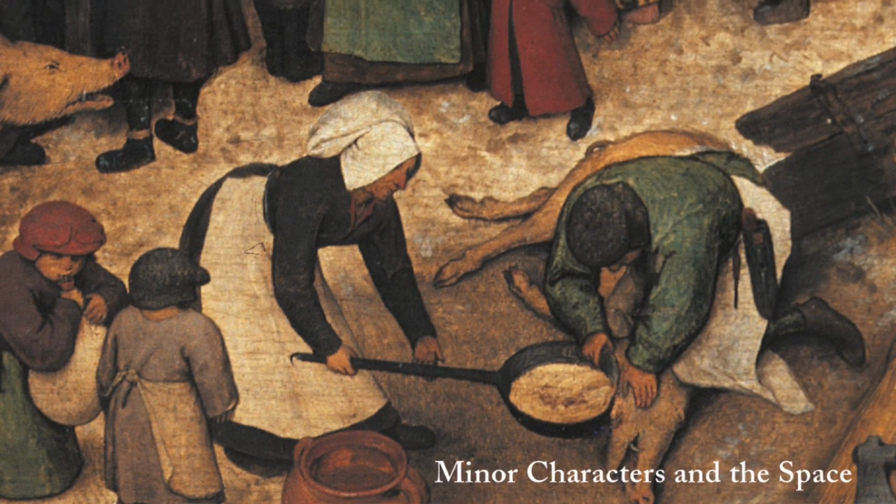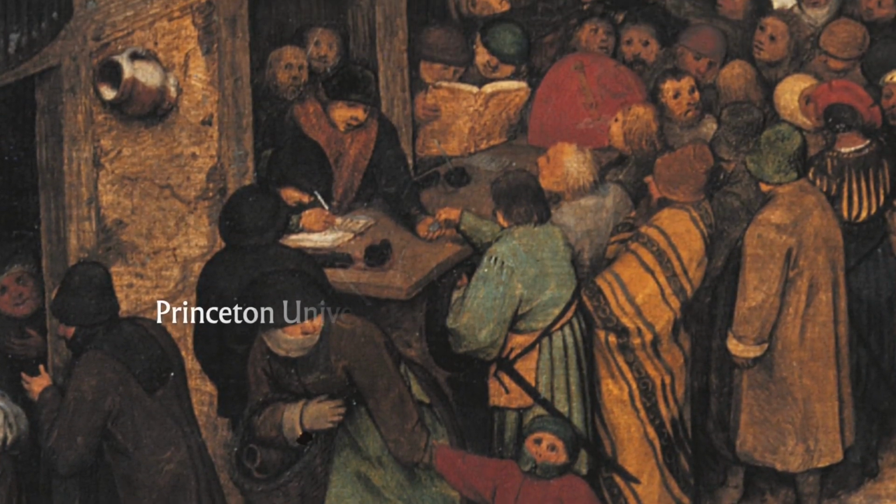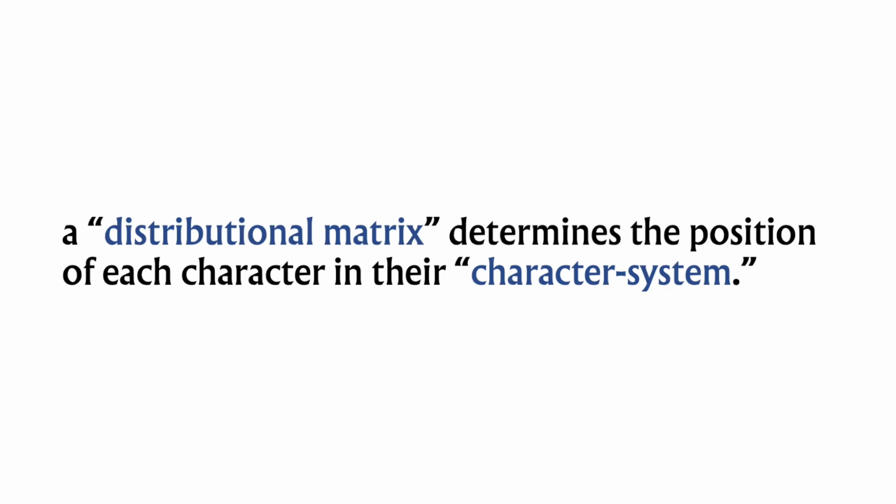In One versus the Many: Minor Characters and the Space of the Protagonist in the Novel, Alex Wallach writes about the mechanics of marginality and resistance in fiction and demonstrates how narrative attention is distributed in realist fiction. He argues that a distributional matrix is at work in the space of any novel or work of fiction, which determines the position of each character in their character system. Think of the concept of character system as the society of characters in a work of fiction, which, like our own human communities, may be organized along social hierarchies of race, class, gender, sexuality, and any other marker of status.